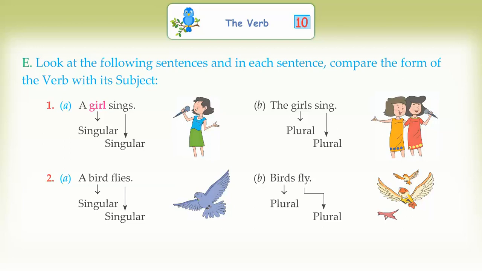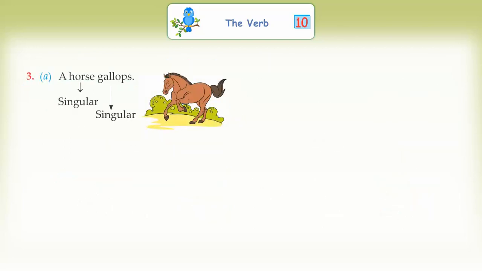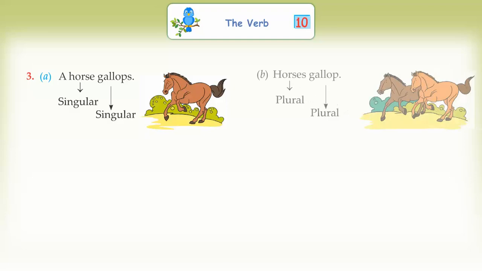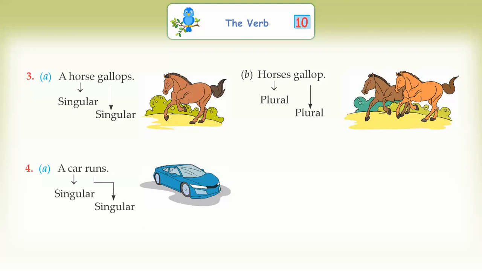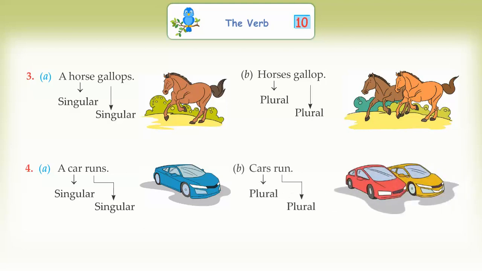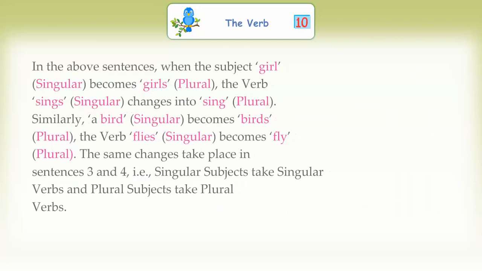Plural, plural. 3. A horse gallops. Singular, singular. B. Horses gallop. Plural, plural. 4. A car runs. Singular, singular. B. Cars run. Plural, plural.